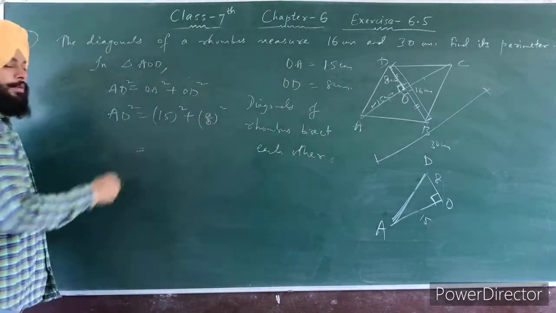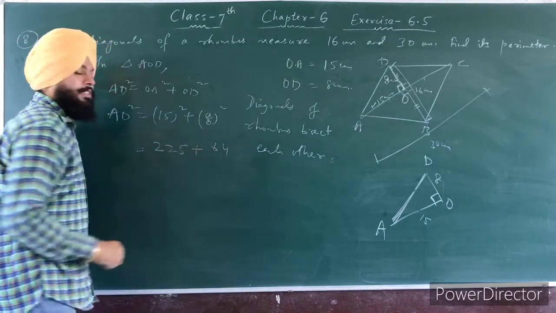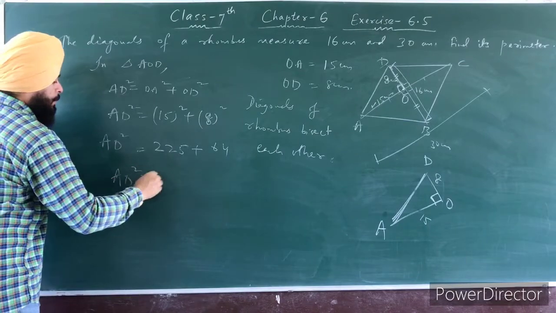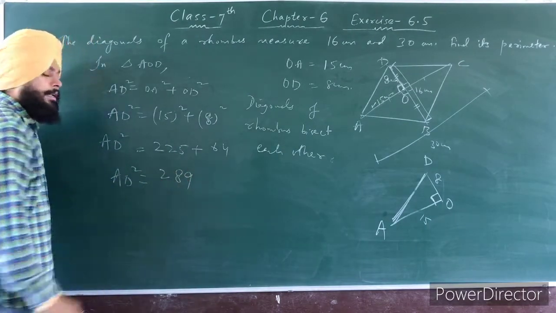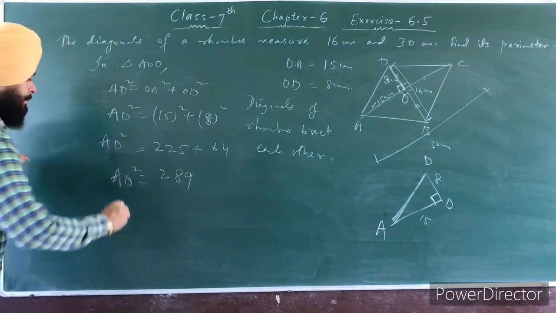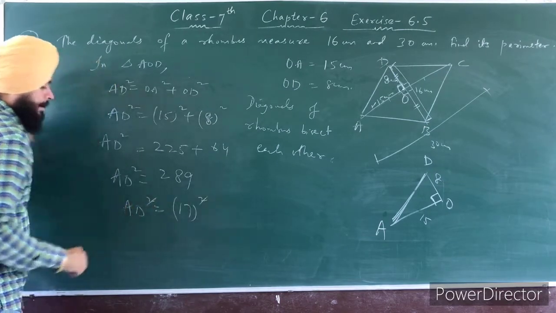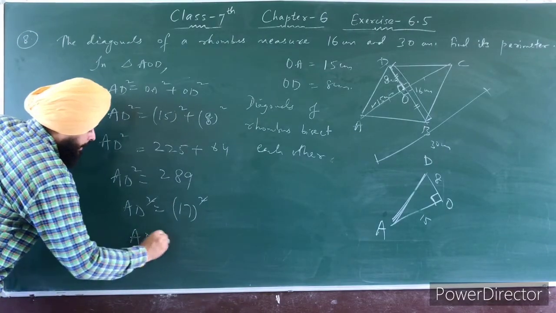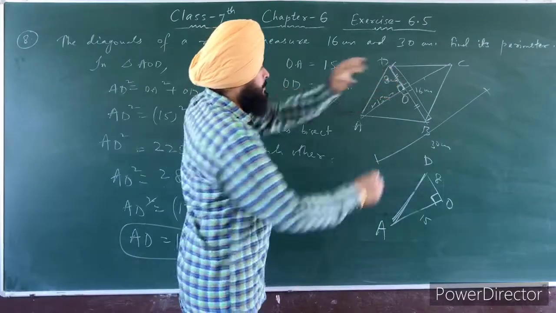So what is 15 square? It is 225. And what is 8 square? It is 64. Now 225 plus 64, it is 289. Now again 289 is the perfect square of 17. So you can write here AD square is equal to 17 square. Now on the opposite side the power should be the same, so it is cancelled. So what is the length of AD? It is 17 centimeter. It means the length of this side is 17.